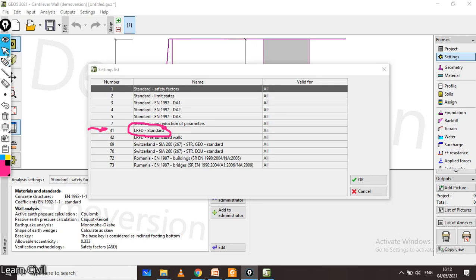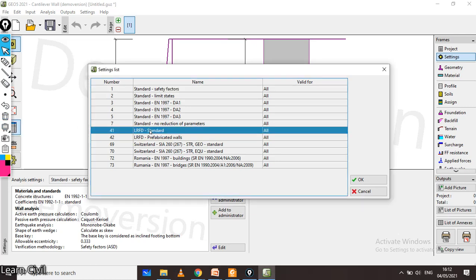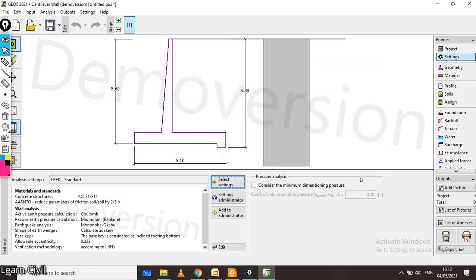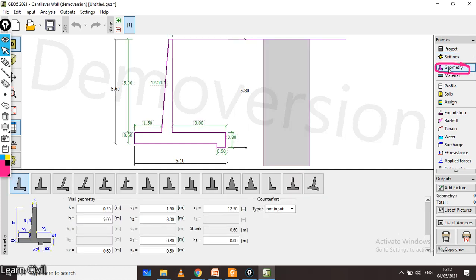Here the LRFD full form is load and resistance factor design. So we'll be selecting the LRFD standard, and click on OK. Now with this your settings is completed. Next you have to go to this geometry. You can see here some geometry is given here, so you can select this geometry.